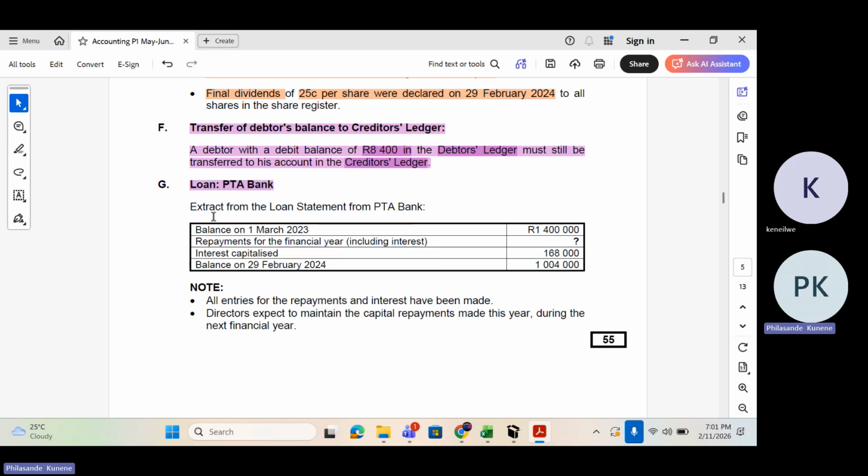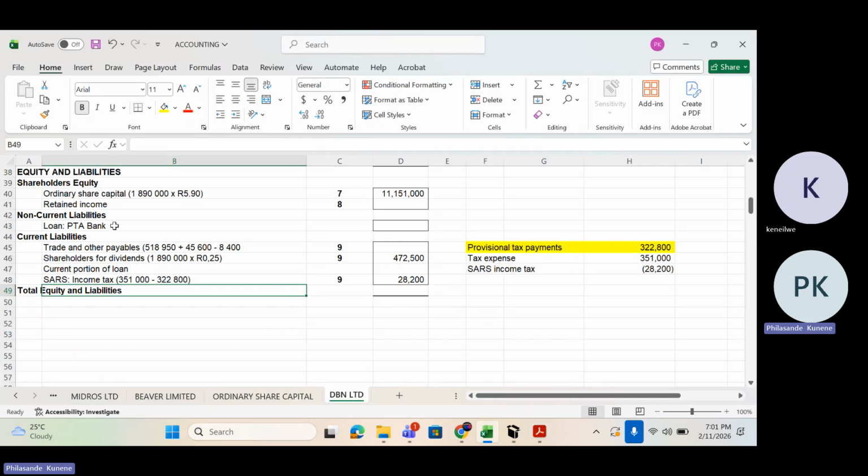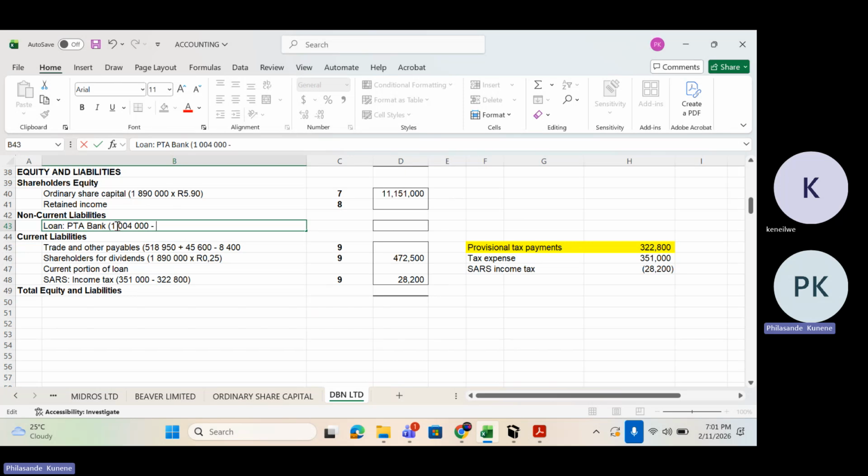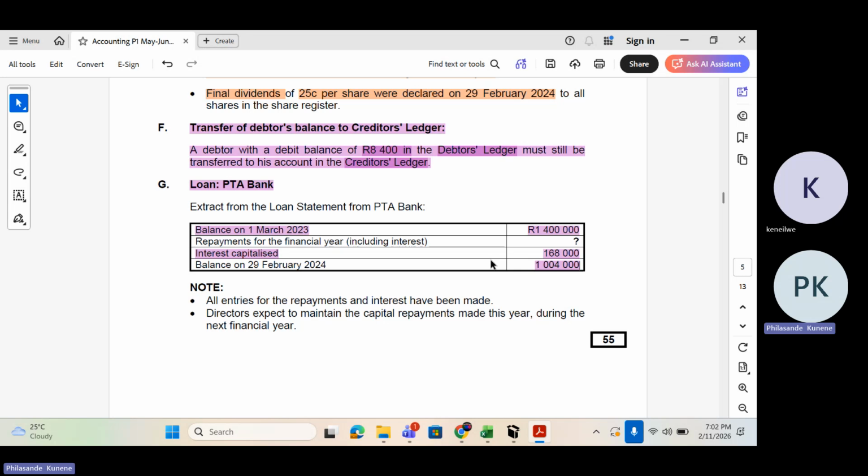Loan account. They're saying here, extract from the loan statement from PTA Bank. Balance on 1 March 2023 is 1,400,000 rands. And then repayments for the financial year, they didn't give us the repayments or interest capitalized. They gave us the interest expense. And then balance on 29 February 2024, they gave us the balance at the end of the year, which is 1,004,000. I know very well that under loan I'm going to have that 1,004,000 rands, but I need to subtract my current portion of loan, which still needs to be calculated here.